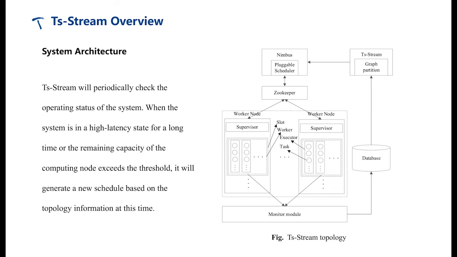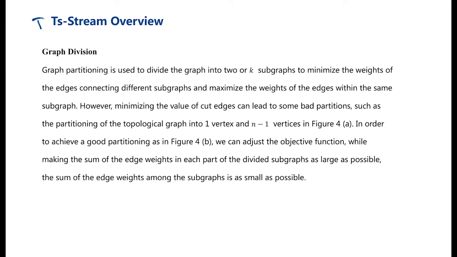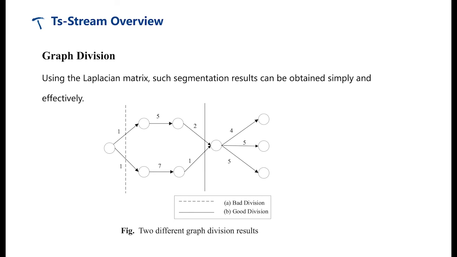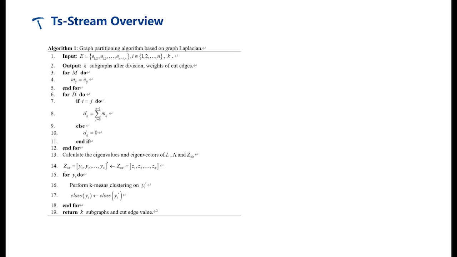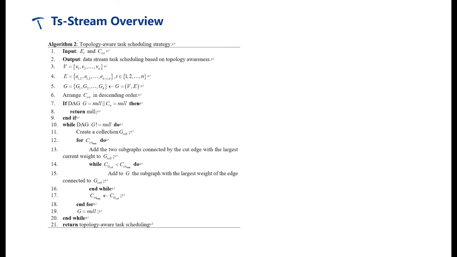The core of our solution is the graph division or graph partition based on the Laplacian approach. This is to demonstrate what a good and bad division of a directed acyclic graph looks like, which we can achieve by using the Laplacian matrix. This is the algorithm, and you can refer to the paper for more detail.